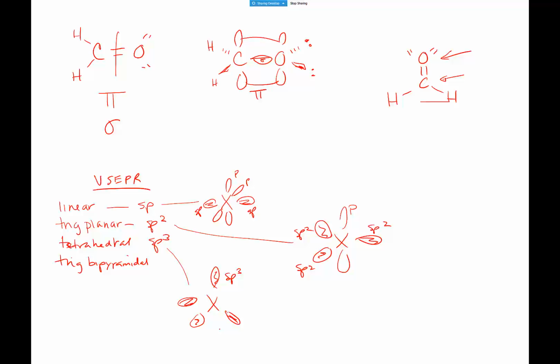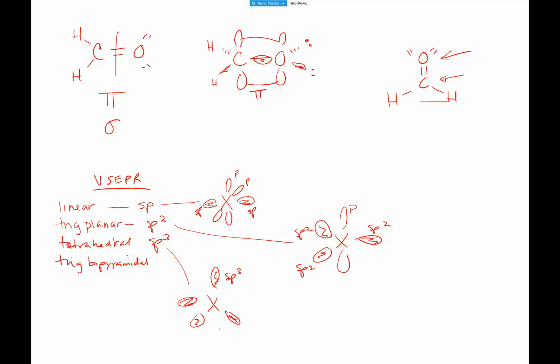And maybe the way to start is to go back and assign the geometry first. Now remember, when you're assigning the geometry, we are taking into account the number of lone pairs and the number of bonding pairs around the atom, and a double bond counts as one bond, and a triple bond also counts as one bond. So we're ignoring the pi bonding. We're ignoring the different pi bonds.